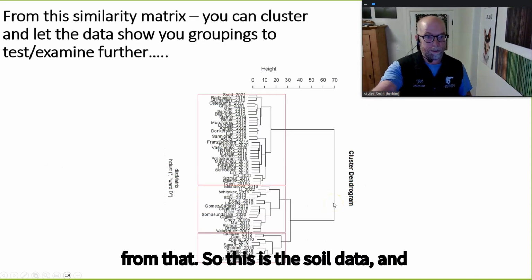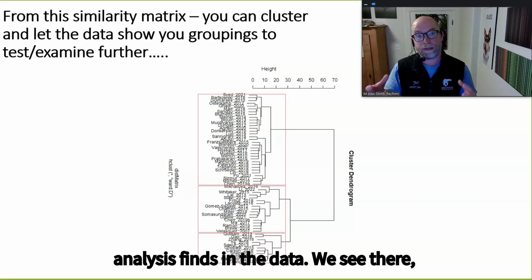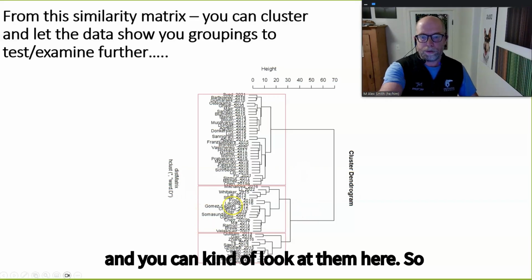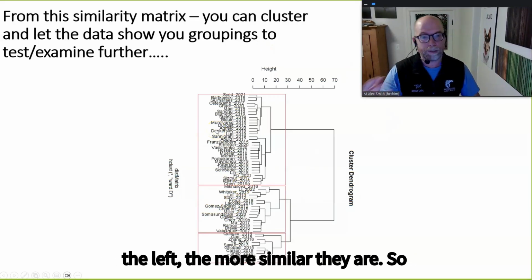from that. So this is the soil data, and these are three groups that the analysis finds in the data. You can kind of look at them here. We've got a clustering dendrogram, so the closer together things are over here on the left, the more similar they are.